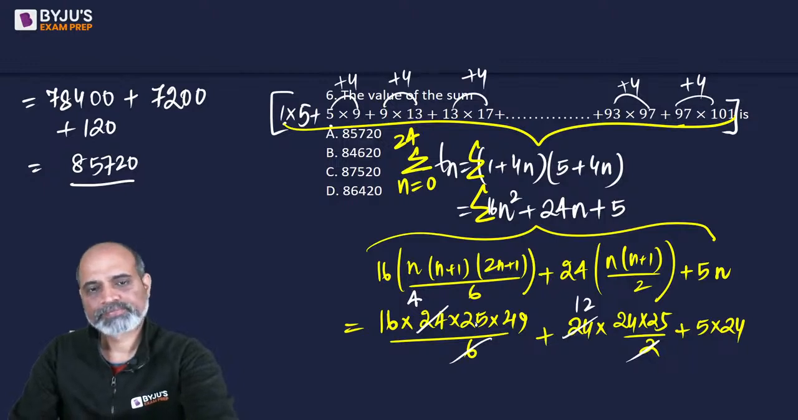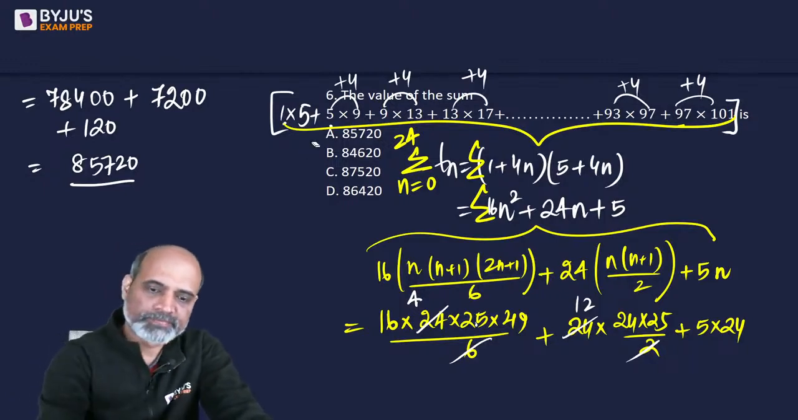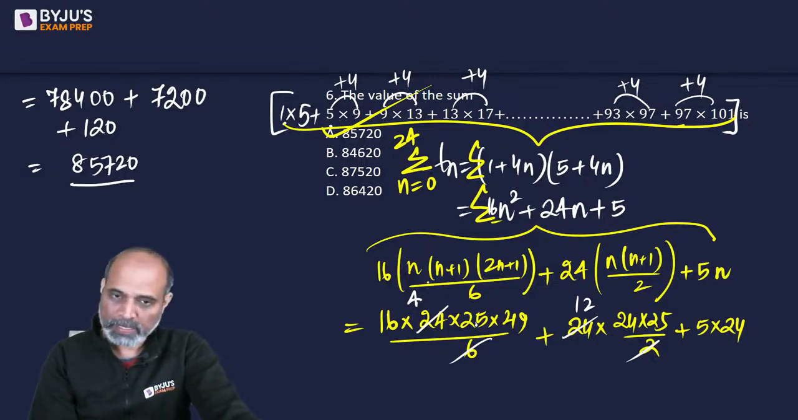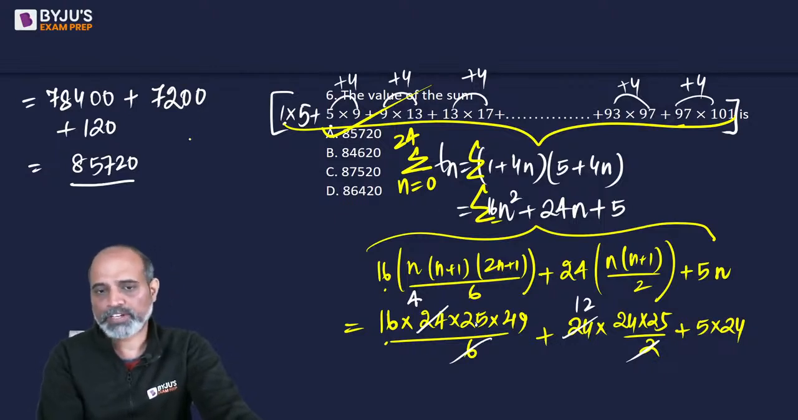ठीक है, option A. So the mistake I was doing was 4n into 4n is 16n square. So I wrote 4n square by mistake. So it has to be 16 times. It will give us 78,400. 49 into 16 is 7840. And another 7,200 from the next term and 120 from the next one.